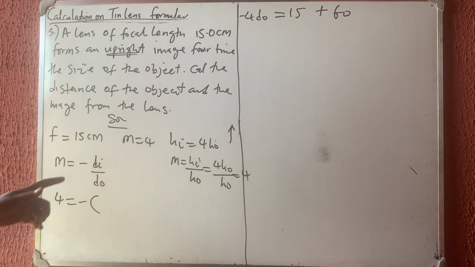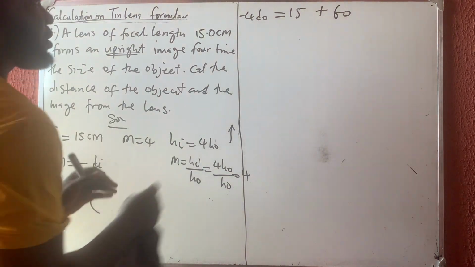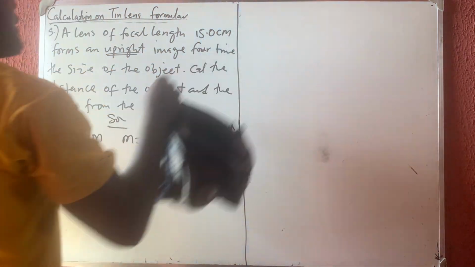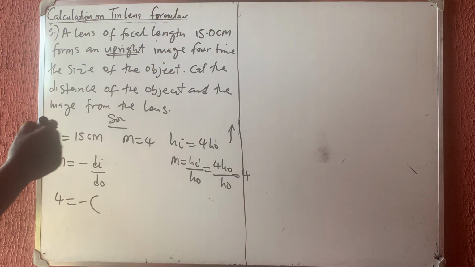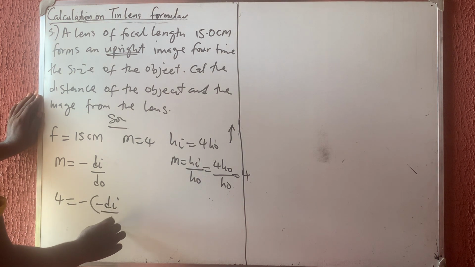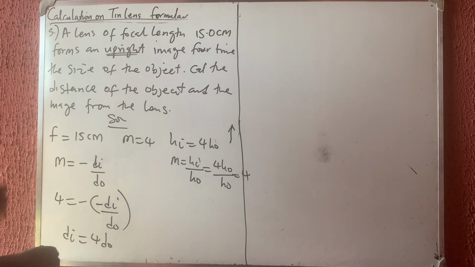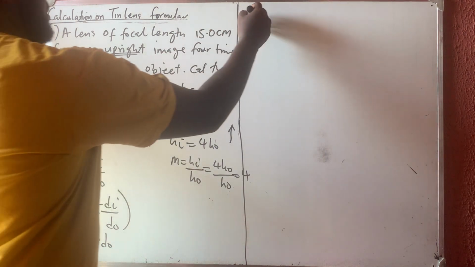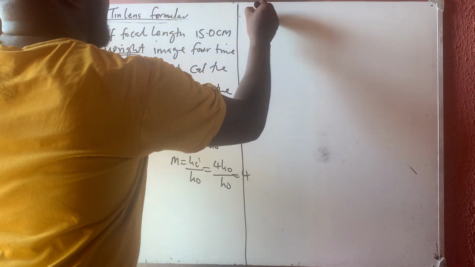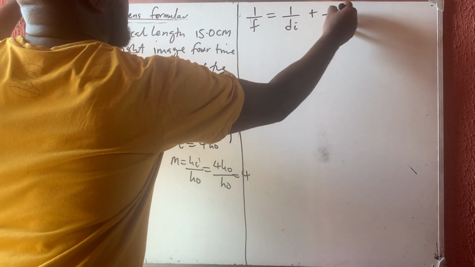Now, you have to know that the image formed must be at the left-hand side. Why? Because the image formed is upright. The only way your image should be upright is when it is at the left-hand side. So I have minus DI over DO, which shows that my DI is equal to 4 DO. So if I have this now, I know a formula that says that 1 over f is equal to 1 over DI plus 1 over DO.